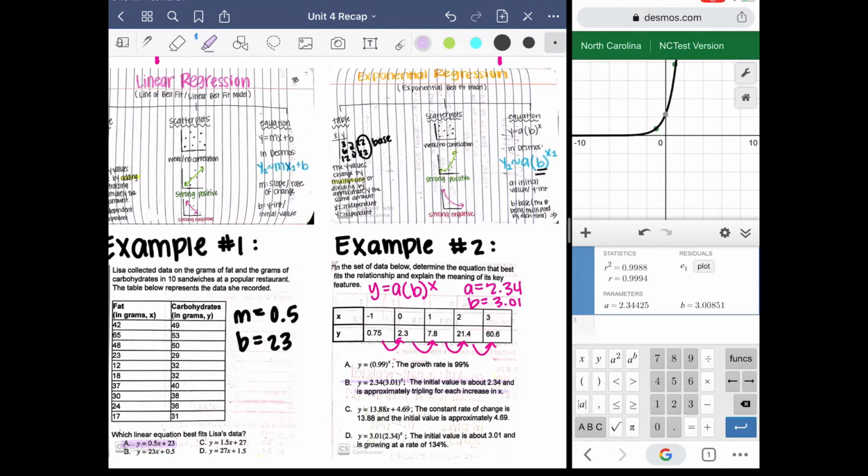So this part where it says approximately tripling for each increase in x, this is where this comes in. I can see that to get from 0.75 to 2.3, it's not exactly tripling, but from 7.8 to 21.4, that is pretty close to tripling. 21 to 60 is very close to tripling. So where it says approximately tripling, that means approximately multiplying by 3. Again, it's not exact, but that's why we're using best fit, because it's not exact, but it's very close.